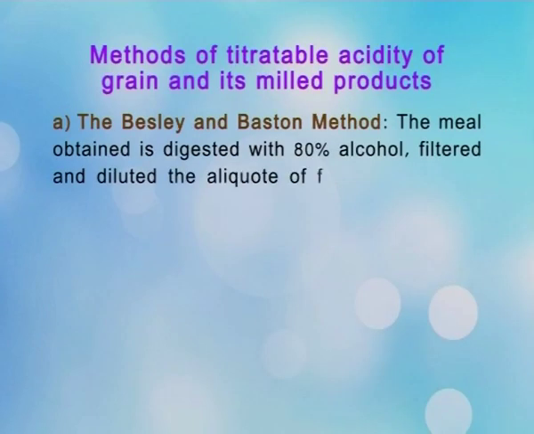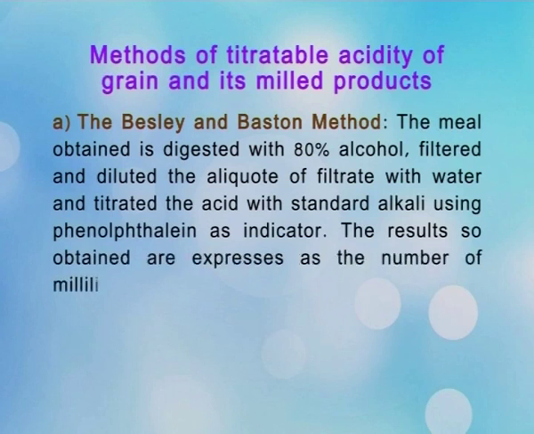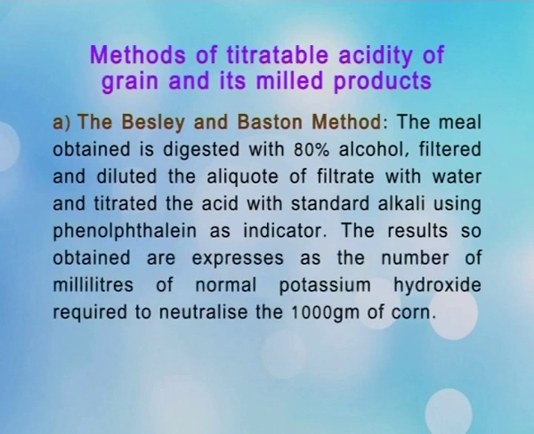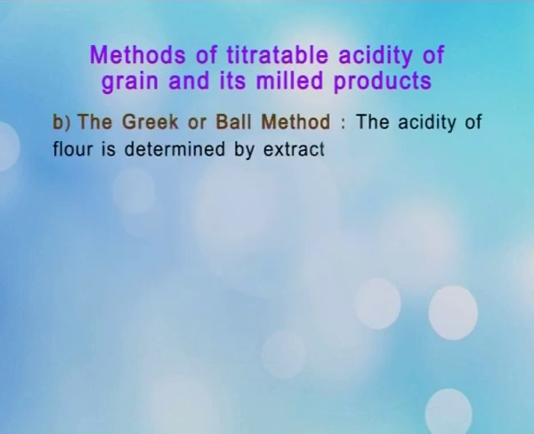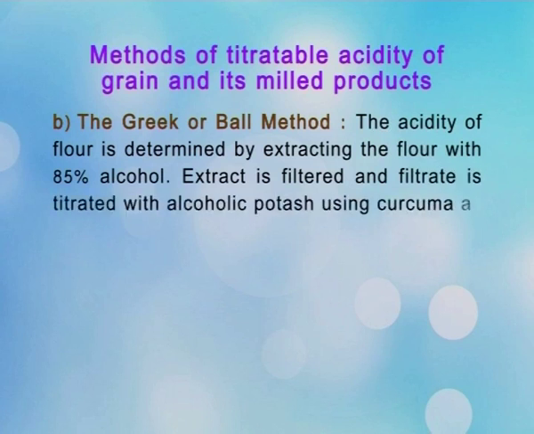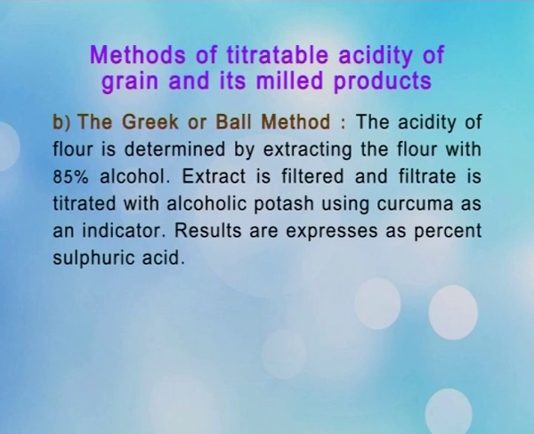Number A, the Bestley and Bastern method. Under this, 10 grams of meal is digested with 80% alcohol, filtered, and an aliquot of the filtrate is diluted with water and titrated for acid with standard alkali using phenolphthalein as indicator. The results are often expressed as the number of milliliters of normal potassium hydroxide required to neutralize 1000 grams of corn. Number B, the Greek or Boil method. The acidity of flour is determined by extracting the flour with 85% alcohol. The extract is filtered and the filtrate is titrated with alcoholic potash using curcuma as an indicator. Results are expressed as percent sulfuric acid.